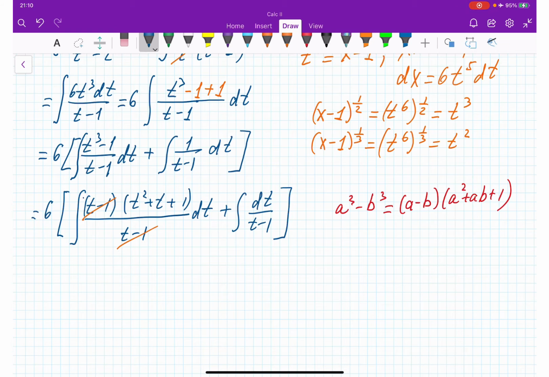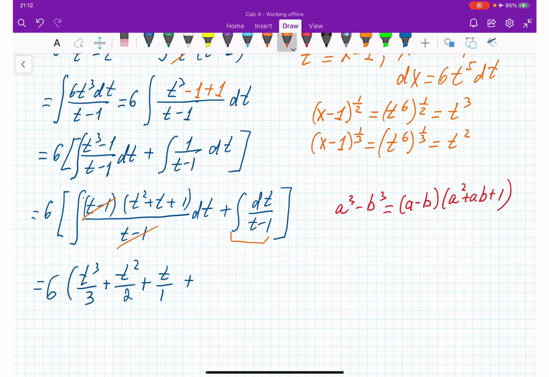We are going to get 6 times the integral of t squared plus t plus 1. To take the integral, it's going to be x cubed over 3, I mean t cubed. My God. t cubed over 3 plus t squared over 2 plus t over 1. I'm writing down over 1 on purpose so you can see. And plus, so what do we have here?